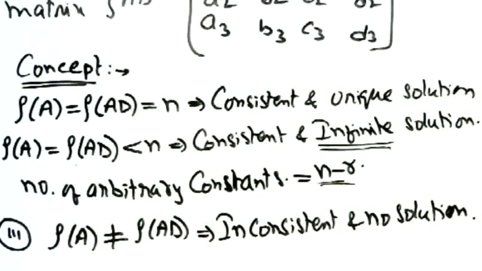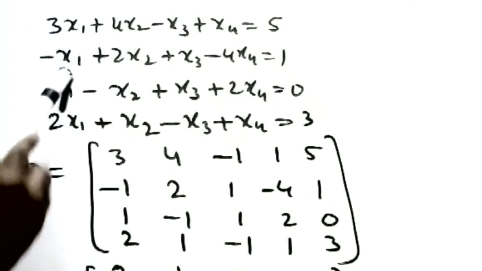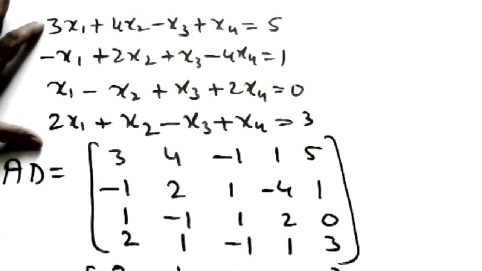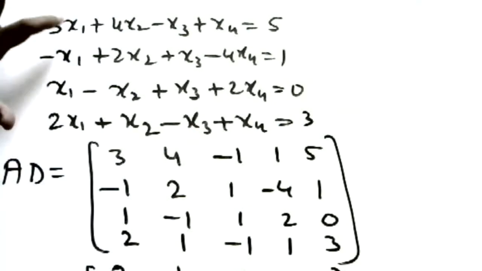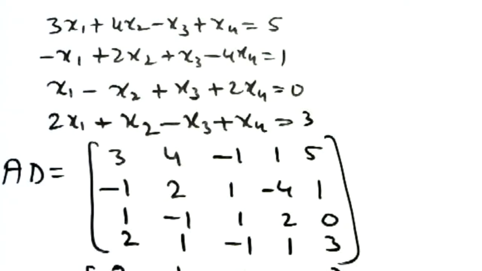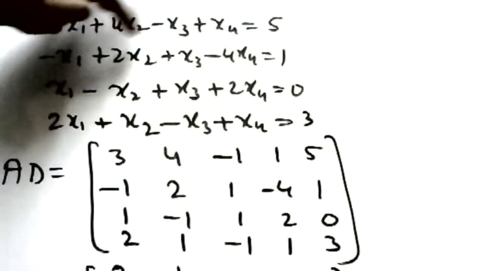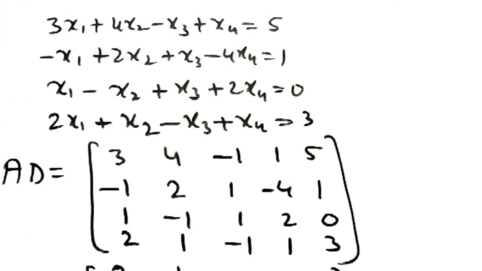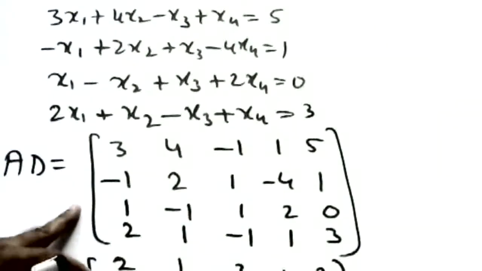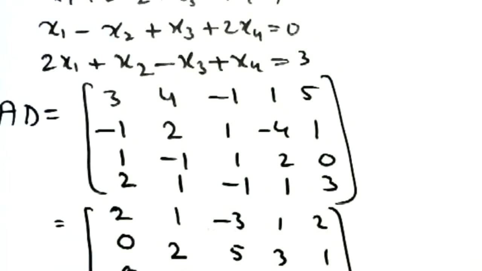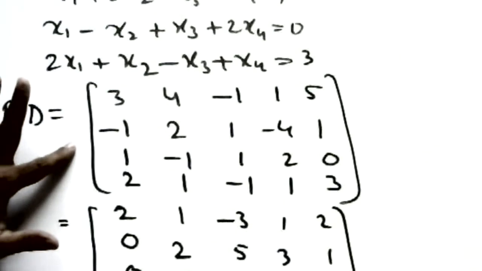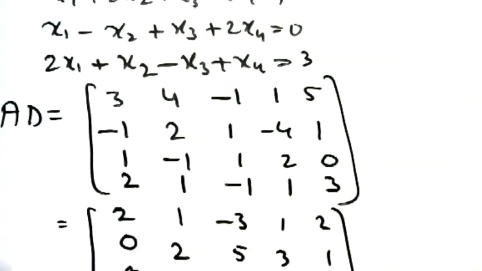Now let us see how we take the rank of the matrix. On the board, I have taken one example. Suppose the question is given like this. How many variables are there? Four variables: x1, x2, x3, x4, and four equations are given. First we take the coefficients: 3, 4, minus 1, 1, 5, minus 1, 2, 1, minus 4, 1, like that. We write this as the augmented matrix AD. There are many methods to write the augmented matrix; I am using one.